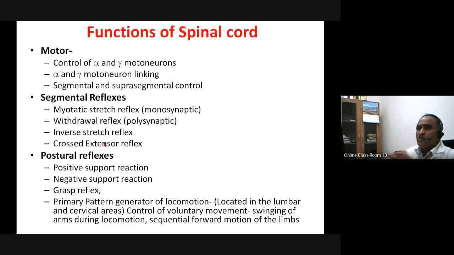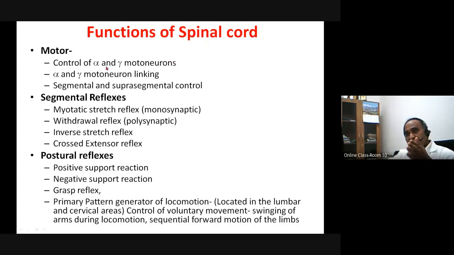Then what are the motor functions? If you are looking at the motor functions, I have divided them into three components. One, the purely motor, then involving the reflexes, the segmental reflexes, then thirdly involving the postural reflexes. Let me come back to the purely motor. The motor neurons, I mentioned, we have the medial and lateral nucleus.